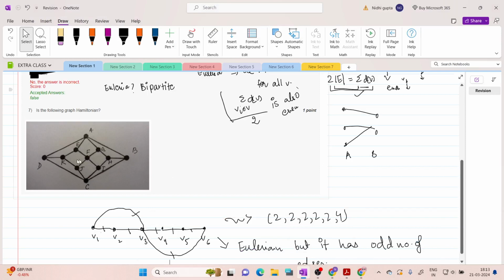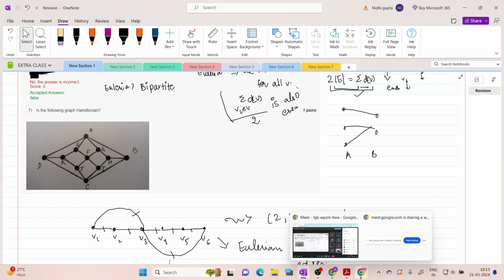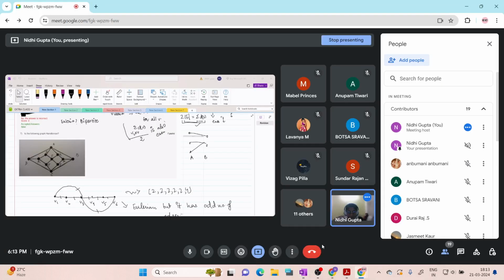Now the next question is: is the following graph Hamiltonian? First of all, tell me what a Hamiltonian graph is. Somebody tell the definition. We have to visit every node once and return back to the same place, that is a cycle. So a Hamiltonian graph has a Hamiltonian cycle. Now, if we have to check whether the following graph is Hamiltonian or not, what can we do?